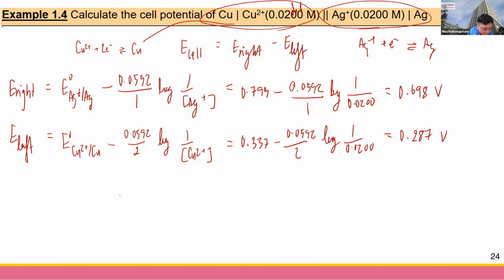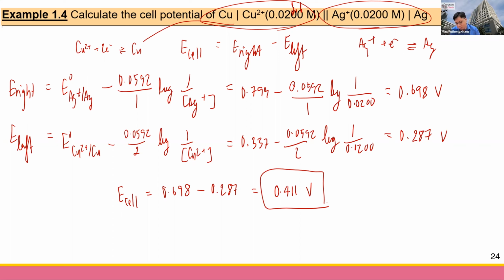So the cell potential, or E cell, is equal to E right, which is 0.6x9, minus E left, which is 0.2x7 volt, and you get 0.411 volt as your answer. So you have to have the skill to recognize the half reaction from the shorthand notation, so that you can write the Nernst equation from it and then plug everything in.